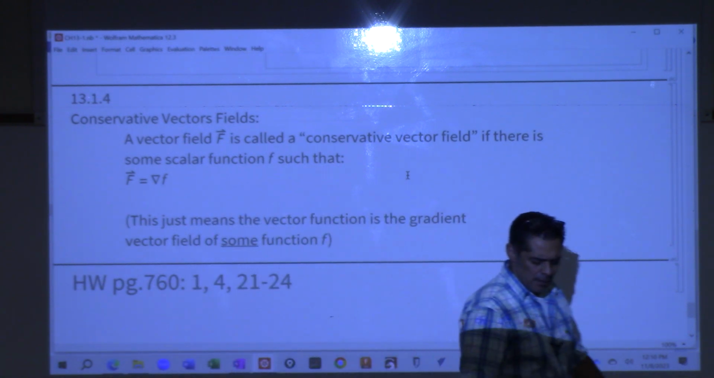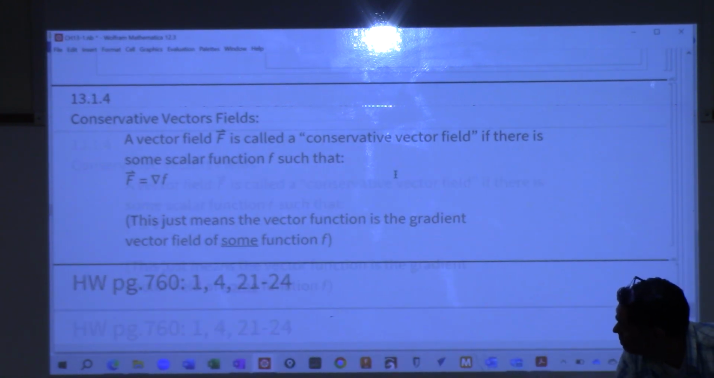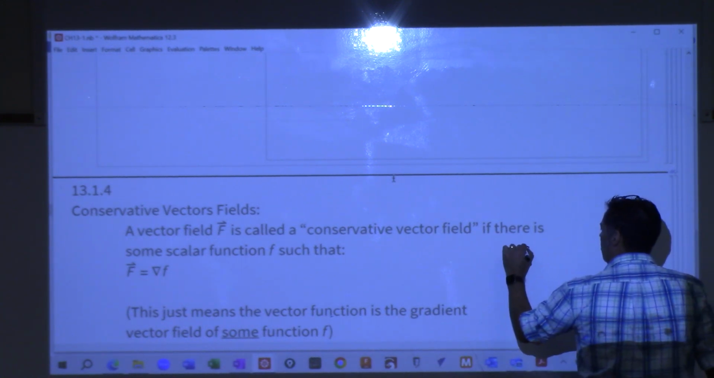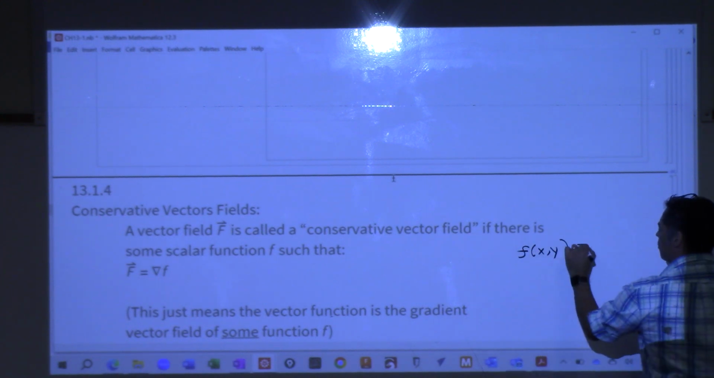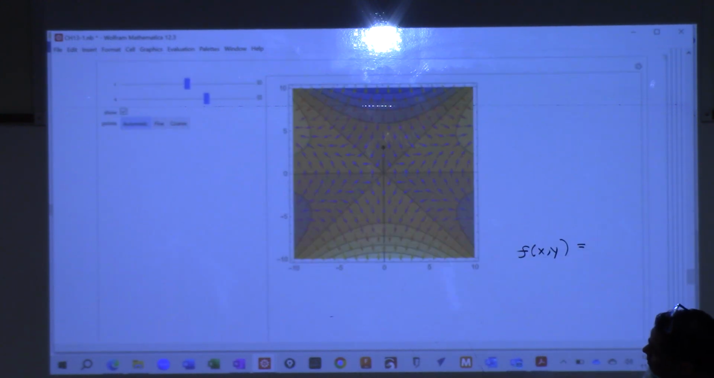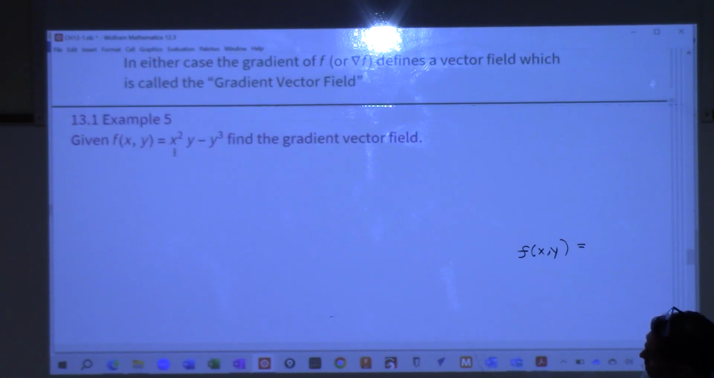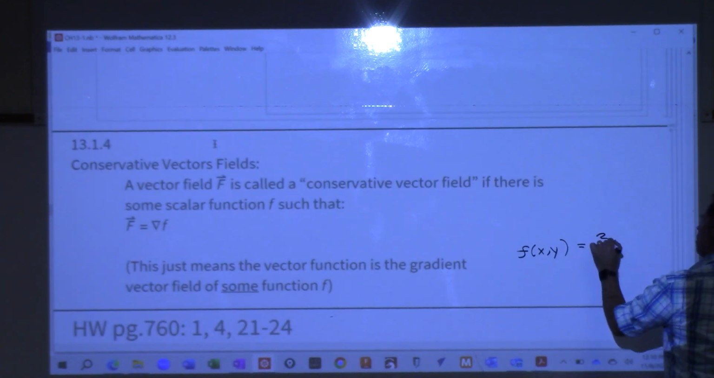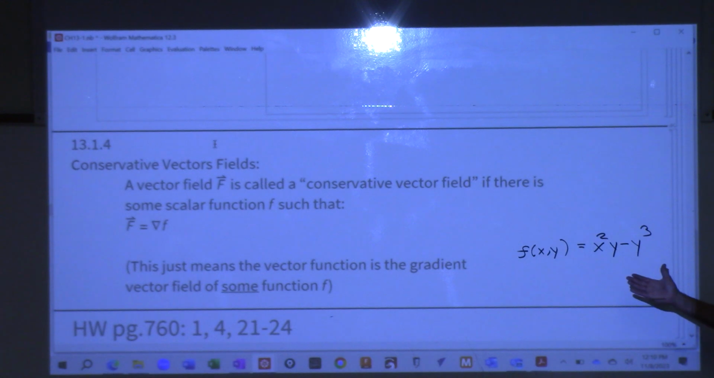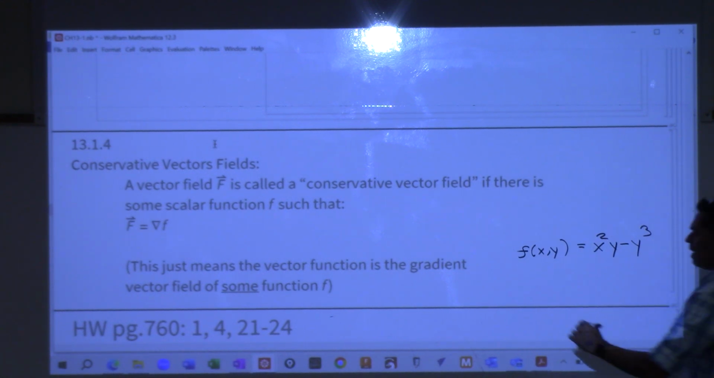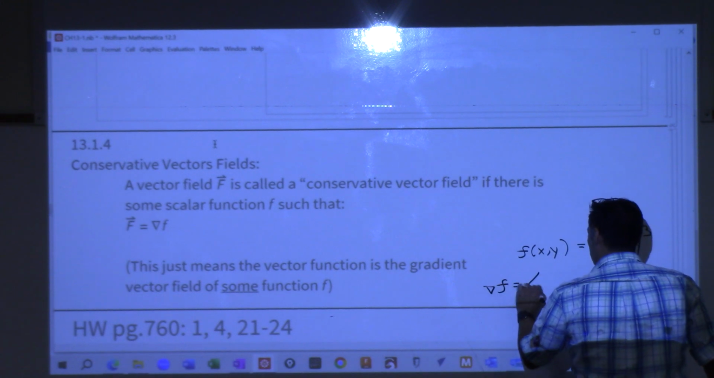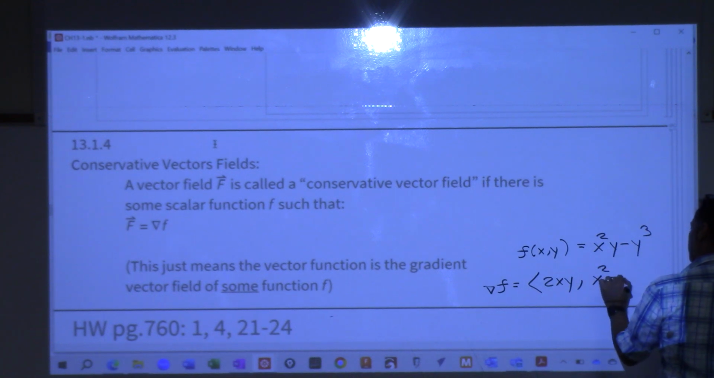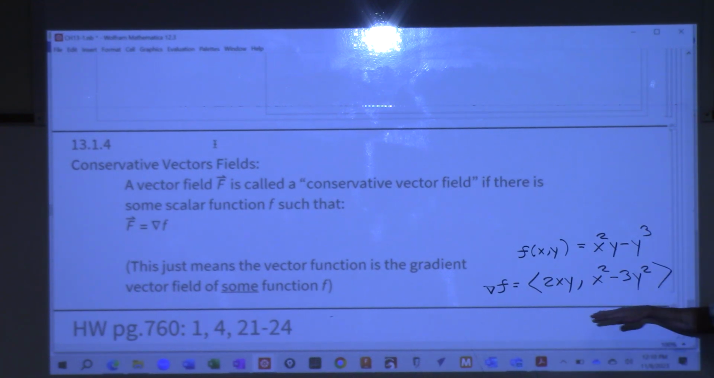This just means the vector function is the gradient vector field of some function. Okay, what are you talking about? What I'm talking about is the problem we just did before this. I gave you a scalar function, x squared y minus y cubed. Then I asked us to find the gradient vector field. The gradient vector field was just 2xy, x squared minus 3y squared. That was the gradient vector field, right?